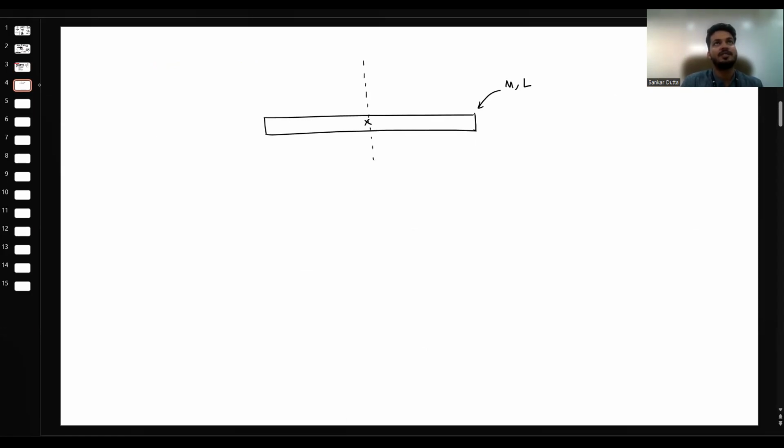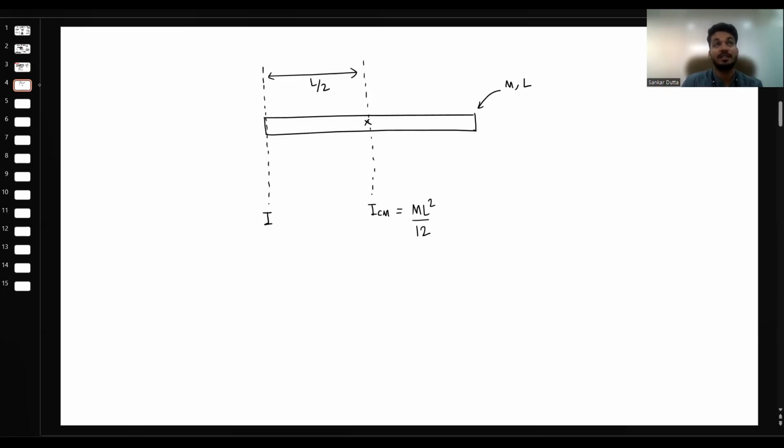Okay. So my question to you is: do we know the moment of inertia of this rod through an axis which is passing through the center of mass? Do we know this? Yes, sir. Yes, it is equal to ml squared by 12, right? Now, let's say I want to find the moment of inertia about an axis which is parallel to this center of mass axis, but it is at a distance of L/2. So that means it's on the edge.